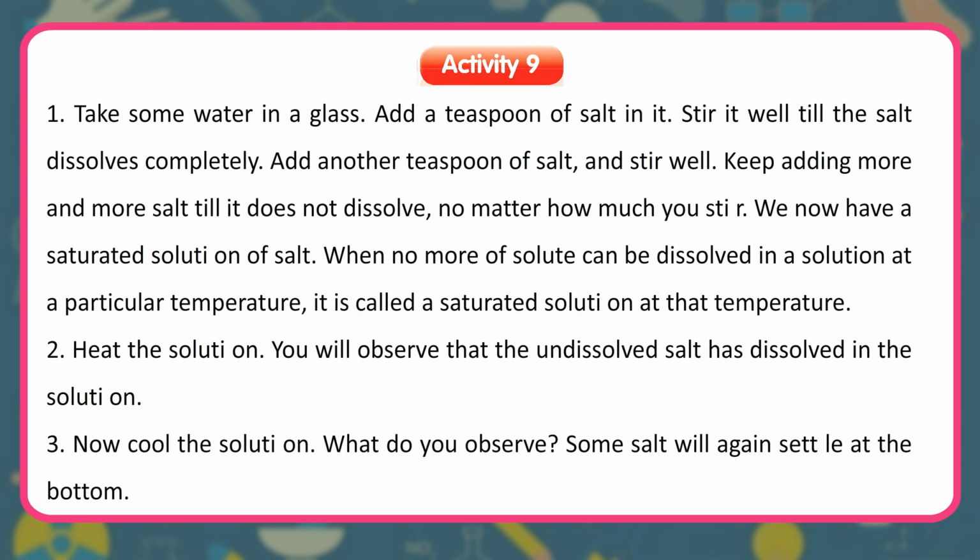Activity 1. Take some water in a glass. Add a teaspoon of salt in it. Stir it well till the salt dissolves completely. Add another teaspoon of salt, and stir well. Keep adding more and more salt till it does not dissolve, no matter how much you stir. We now have a saturated solution of salt. When no more of solute can be dissolved in a solution at a particular temperature, it is called a saturated solution at that temperature.